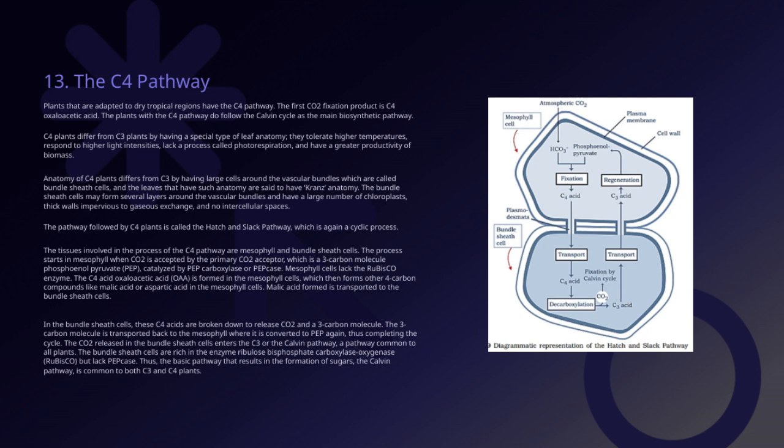Finally, plants that thrive in dry tropical regions often use the C4 pathway. The initial CO2 fixation product here is C4 oxaloacetic acid. Despite these differences, C4 plants still follow the Calvin cycle as their main pathway for biosynthesis, integrating this efficient pathway to maximize productivity under challenging conditions.